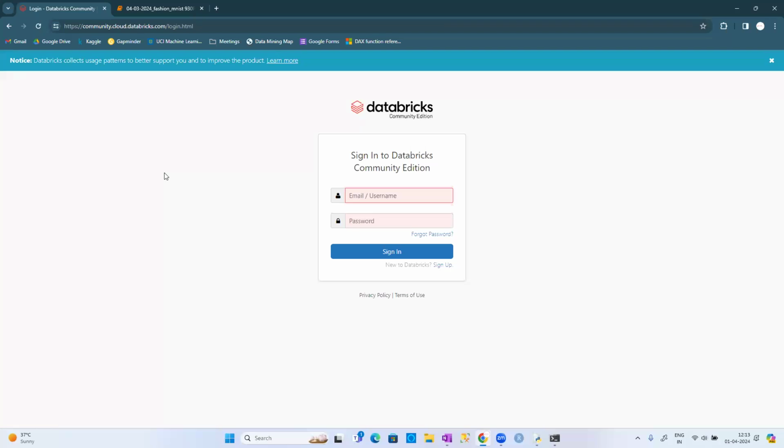So it's not required. Directly we can create a community account in the Databricks and we can work with the Databricks community. We can work with them. Okay. One more question. Yes.